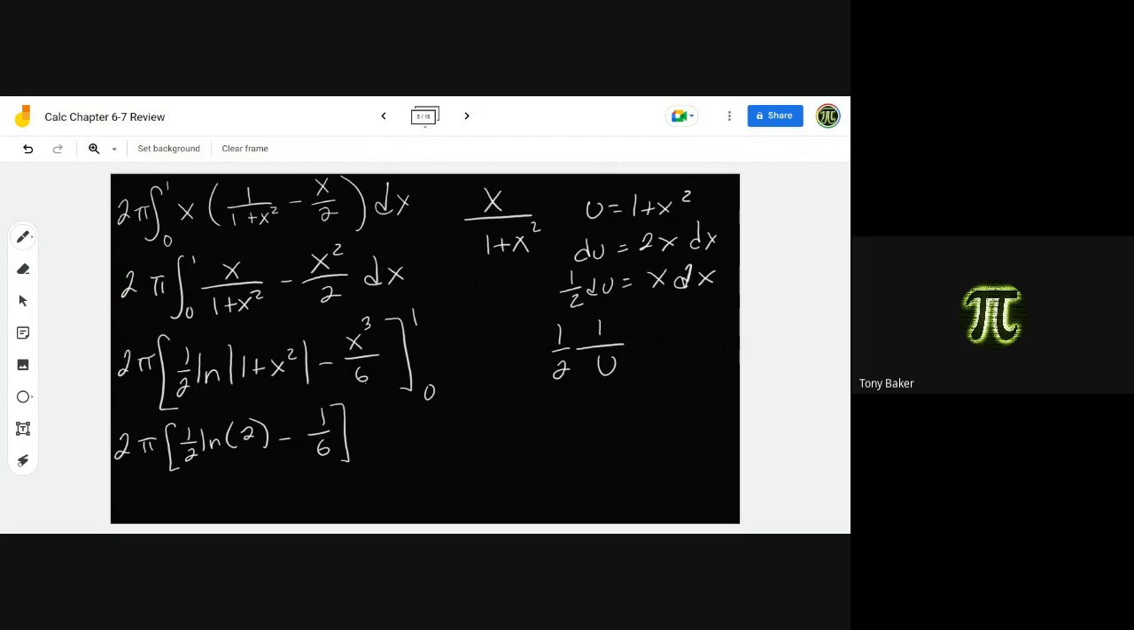You get 2. Which 2? Bottom 2. Yeah, I plugged in 1. 1 plus 1 squared is 2. Yeah, because I have to evaluate the 0 and the 1. And I don't have to do the 0 because they're both going to be 0.